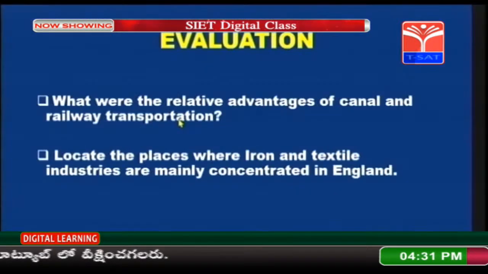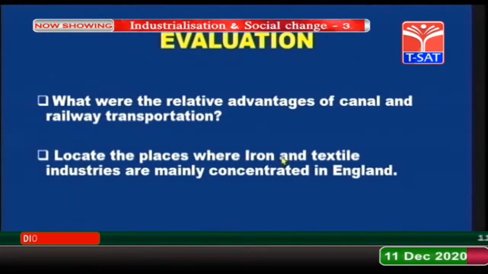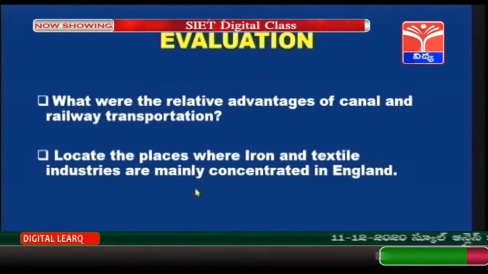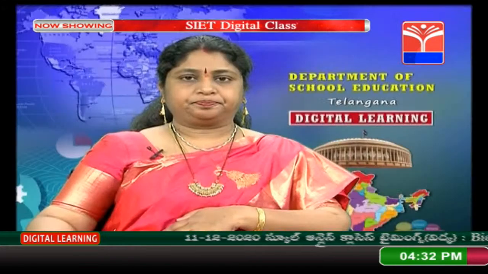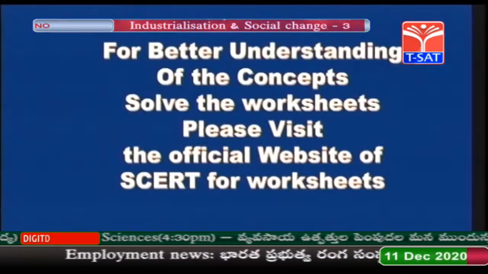Here is the evaluation for you. What were the relative advantages of canal and railway transportation? Locate the places where iron and textile industries are mainly concentrated in England. For better understanding of the concept, solve the worksheets. Please visit the official website of SIET to solve the worksheets.